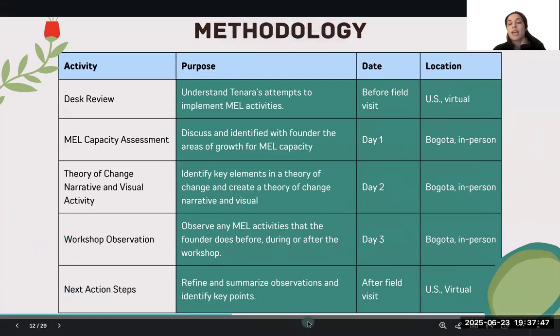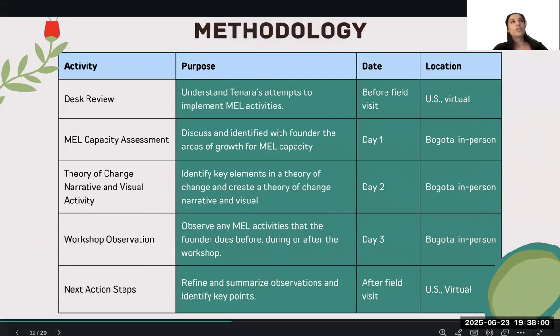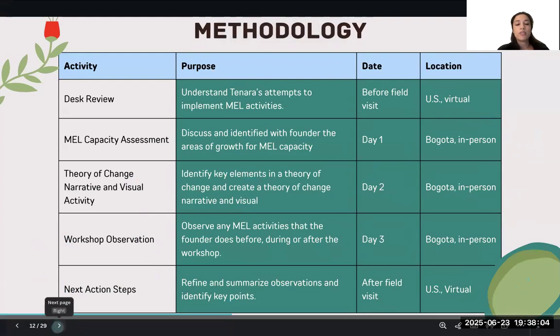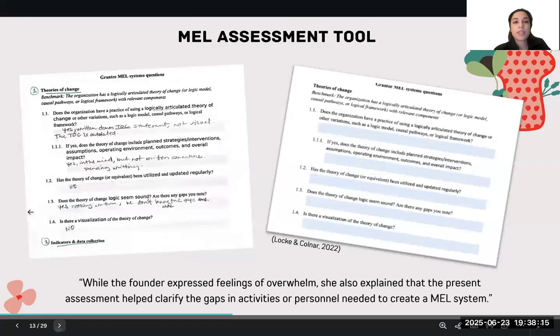So the next steps, I came back to the US. I took all my notes. I refined and summarized those observations and identified key points. This is where I would do a lot of thinking, and then I would talk to the founder and get her feedback on her thoughts after our workshop, and try to put everything together and synthesize everything.